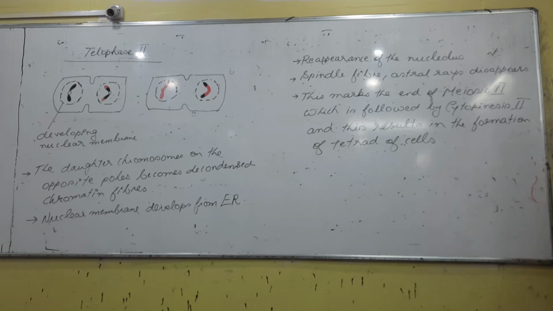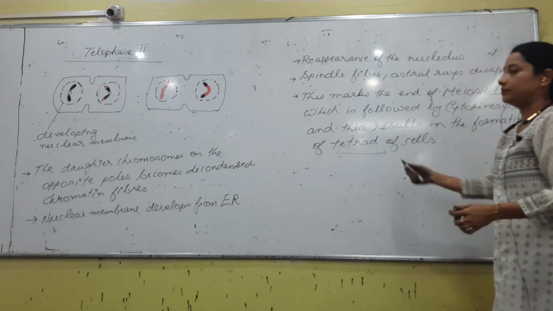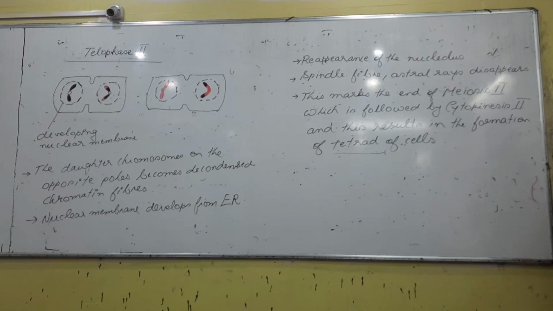A question may come from this: who forms the nuclear membrane? Right, it is not always the long points we will study, we will also study the short points. So who forms the nuclear membrane? It's the endoplasmic reticulum that forms the nuclear membrane. Next, because of meiosis what is the number of daughter cells that you will get? Tetrad, okay. Because of mitosis... so this is all about meiosis.